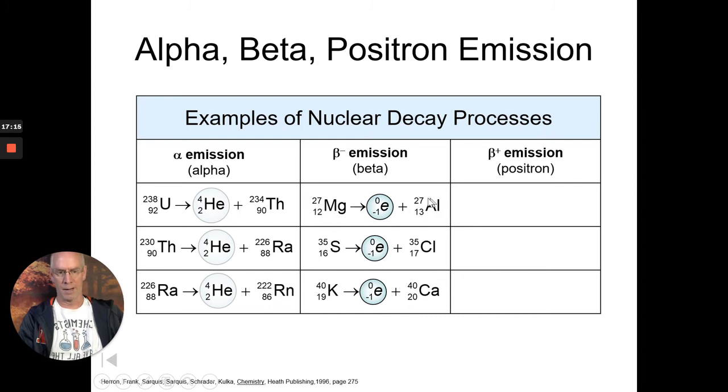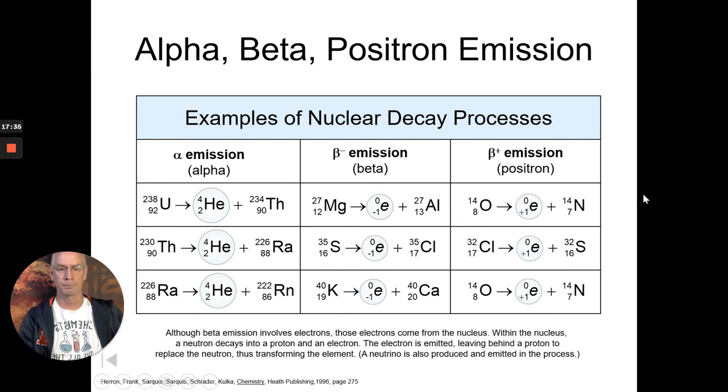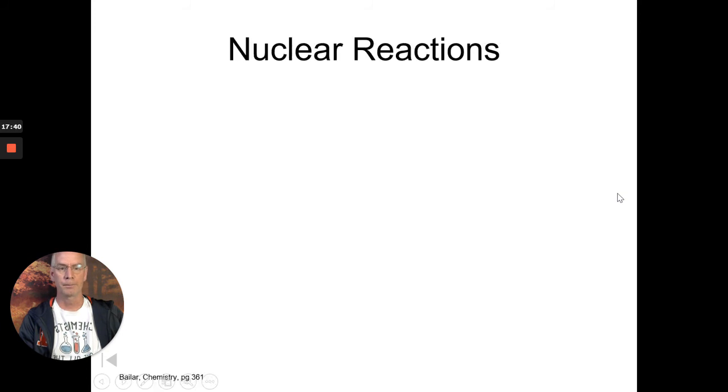And then how we determine the element's identity is we look at the number of protons, the atomic number. And then, of course, I've got here some beta emissions, some positron emissions. These are positively charged electrons, and it works the same way. 7 plus 1 is 8. 14 plus 0 is 14, and so on. So that it all works out. All right, let's keep moving.